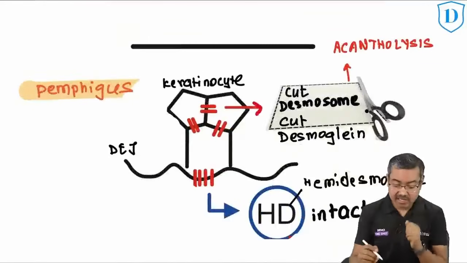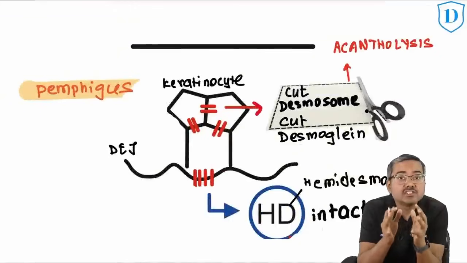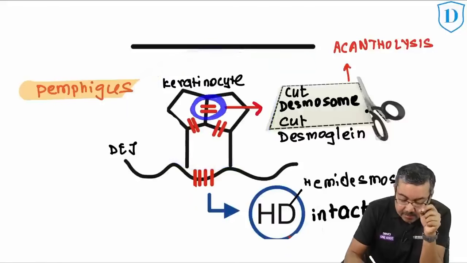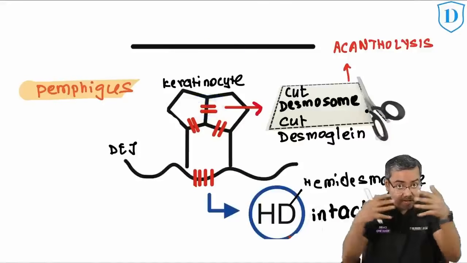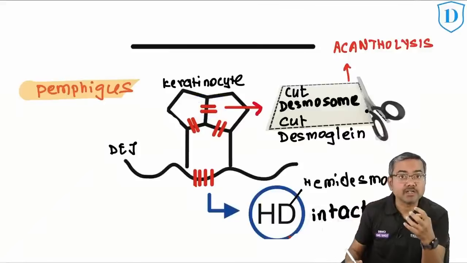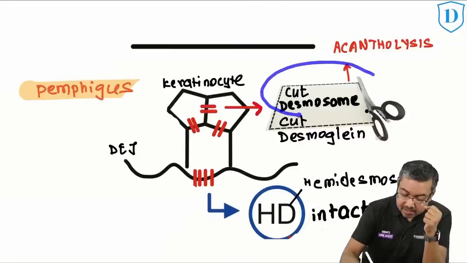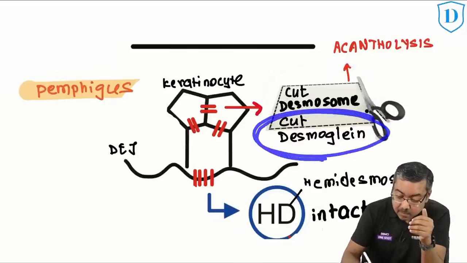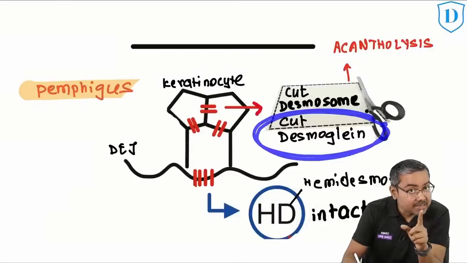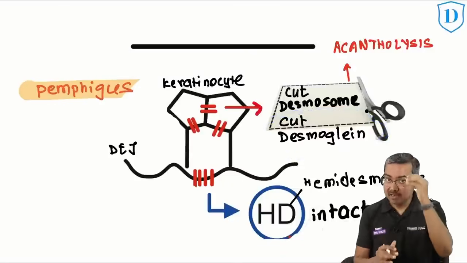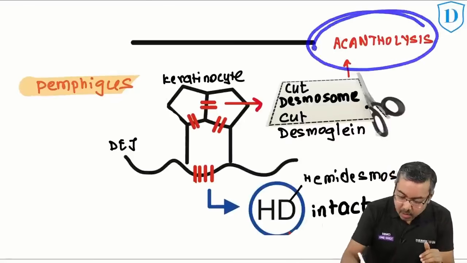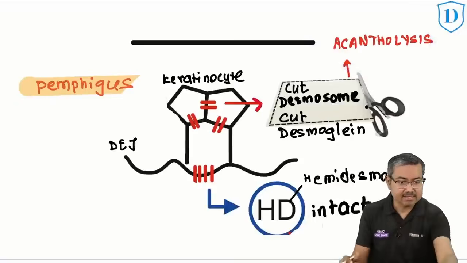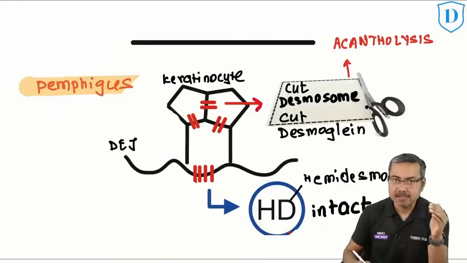Let's understand very, very important stuff now. Let's imagine a keratinocyte, the blue circle. The red lines in between are those desmosomes, which are joining the bricks together like a suture-like material. Now, we know that the desmosome gets cut. Why does the desmosome get cut? Because the desmoglein protein inside is getting cut. This process of cutting the desmosome and the desmoglein has been called acantholysis. Is that fine with you?